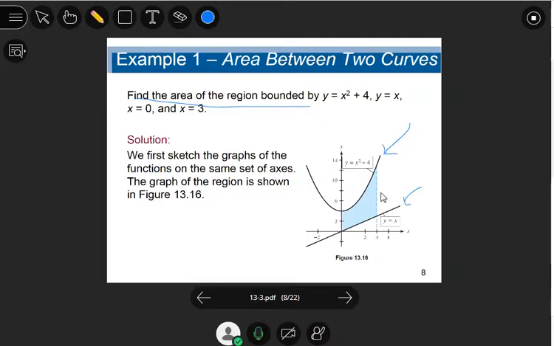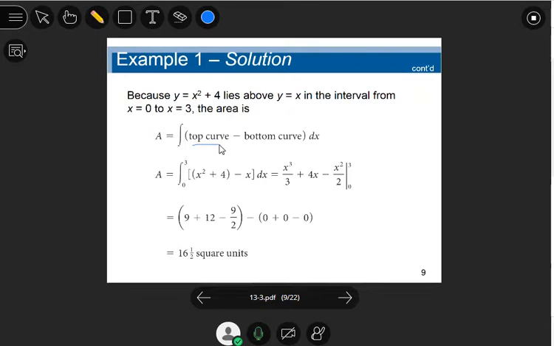First you need to find the area under the curve y is equal to x square plus 4, then find the area under the curve y is equal to x between 0 and 3. Then subtract. That is the method simply. The top curve is x square plus 4 and the bottom curve is y is equal to x, so you subtract, then calculate the integral, and finally you get 16.5 square units. This is the simplest example to understand the idea of area between two curves.